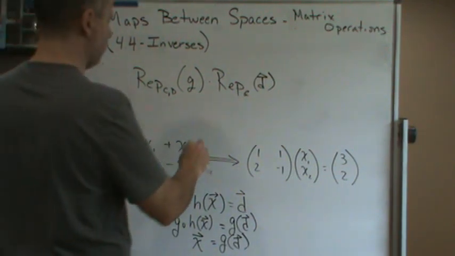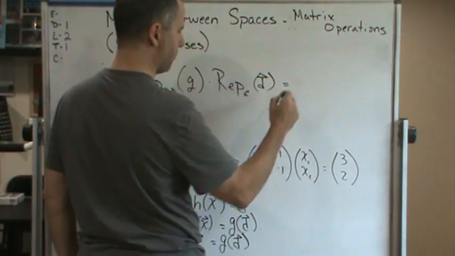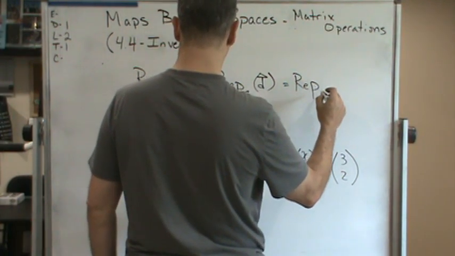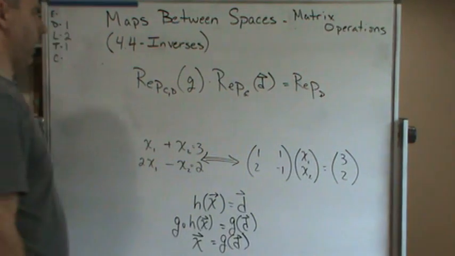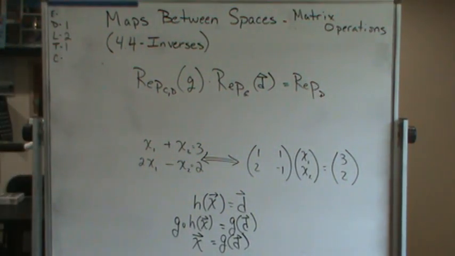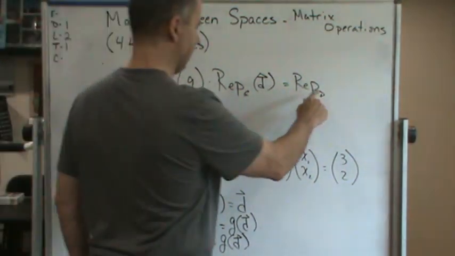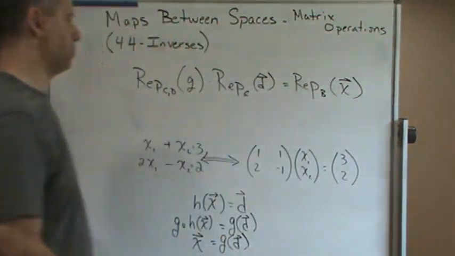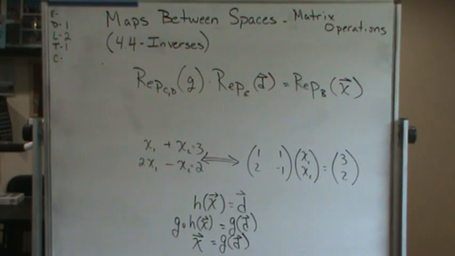And so what we're hoping is we'll do this product and we'll get the representation with respect to D of what? It's going to be the x vector. Oh, hold on a second. Oh, B, not D. Okay, let's do some examples of this in action.